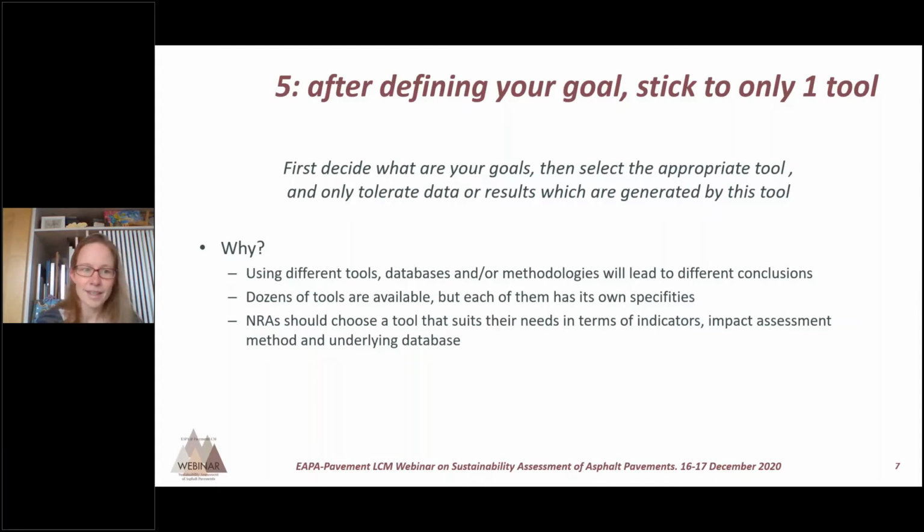Well, why do I say that? There are many tools available, but using different tools, databases, and their methodologies will for sure lead to different conclusions. It is very annoying to hear and very annoying to work with as well. But there are so many tools available. Each of them has very specific characteristics. So when you start, choose a tool which suits your needs, for example, in terms of indicators. If you want to have CO2, it should have the indicator CO2 in it, of course. Choose a certain impact assessment method and one database, and just accept only that one.